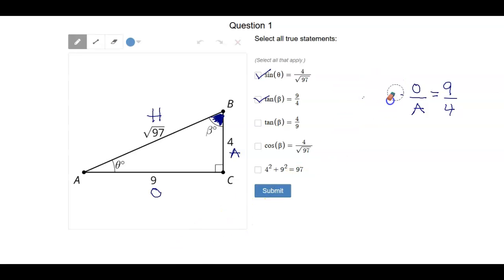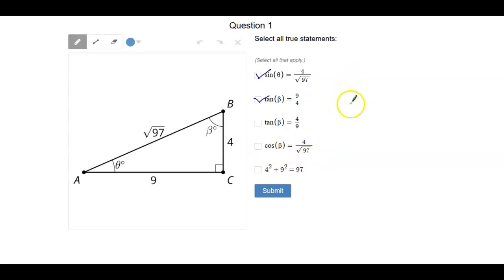Now, if tangent of beta is 9 over 4, it can also be 4 over 9. So automatically just looking at this one, we can tell that this one is not going to work. This one is incorrect.